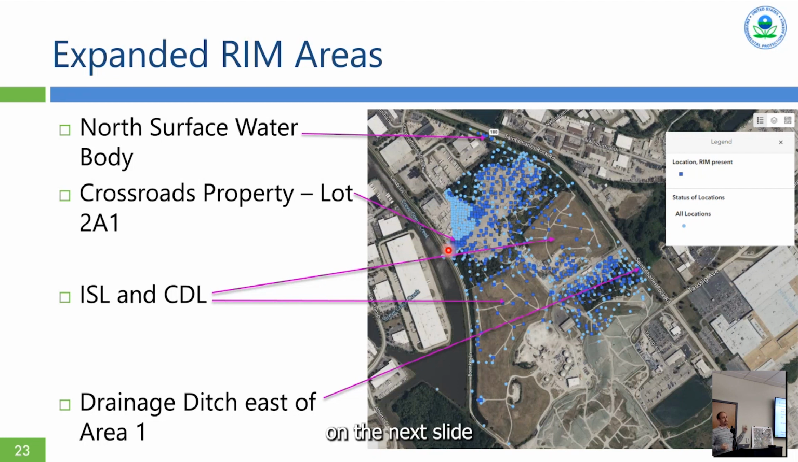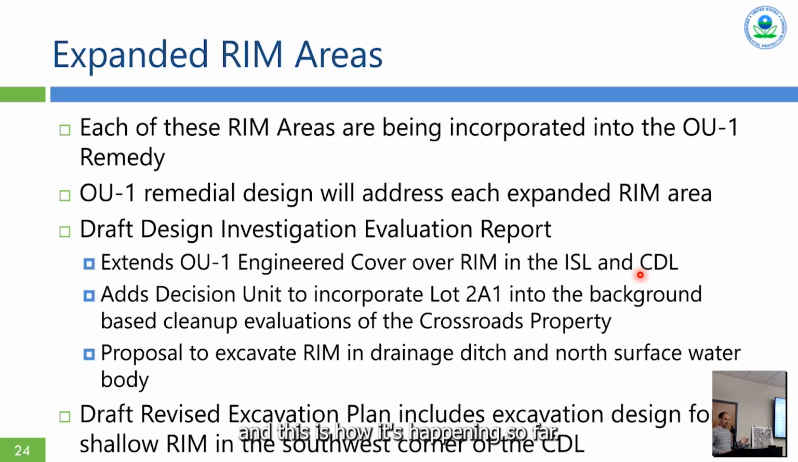And I'm going to go over on the next slide how that's being done already in some of the design documents that we have posted on our website, like how it is already being incorporated into the design. And then we had some relatively low concentrations of RIM, 10, 11, 12 picocuries per gram of thorium in the subsurface, 8, 9 feet below the surface in the ditch between Area 1 and St. Charles Rock Road. So those are the main expanded RIM areas. All of those will be addressed in this remedy. And this is how it's happening so far.